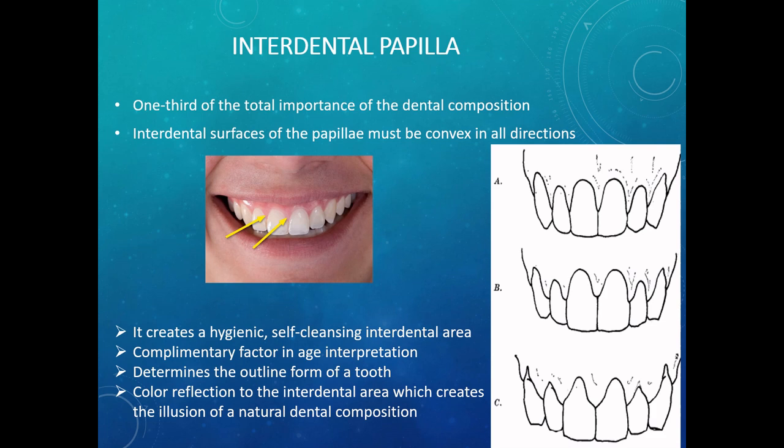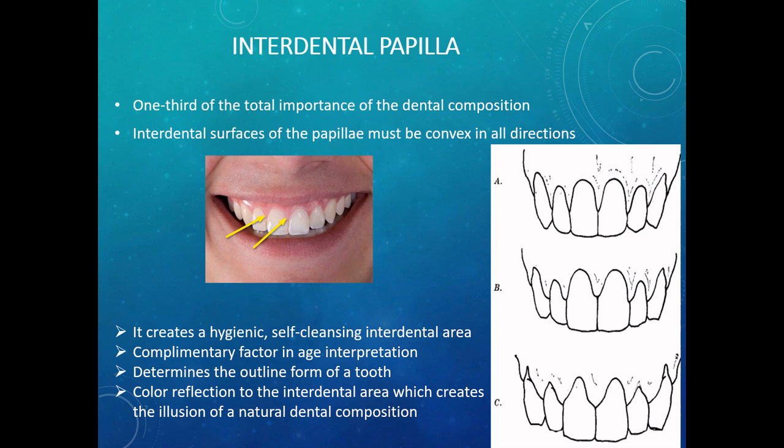Then the third one, it determines the outline form of the teeth. So we can make changes to this outline form according to the aesthetic requirements, such as the age interpretation, the personality identification, etc. The proper shape of the papilla can change a square tooth into a tapering or an ovoid tooth. And then it brings a degree of color reflection to the interdental area, which creates an illusion of a natural dental composition. So these are the main points of interdental papilla.